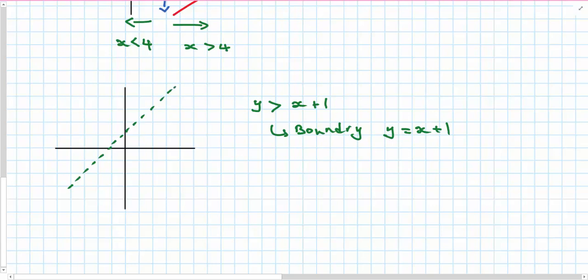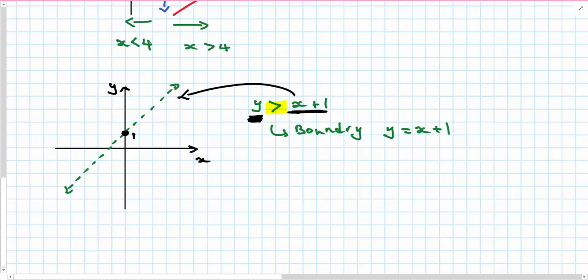And notice again, I am doing a dotted line, not a full line, because I am missing the equal sign here. So the question now is, which side of the line do I shade? I am looking for y values that are greater than this function, x plus 1. The line shows the function, x plus 1. So let's pick a point. Let's pick x equals 0. It gives me y equals 1.